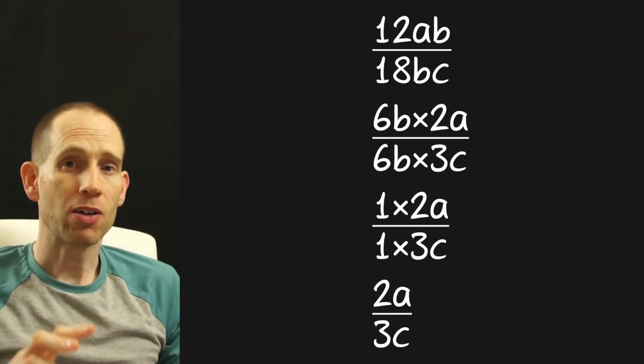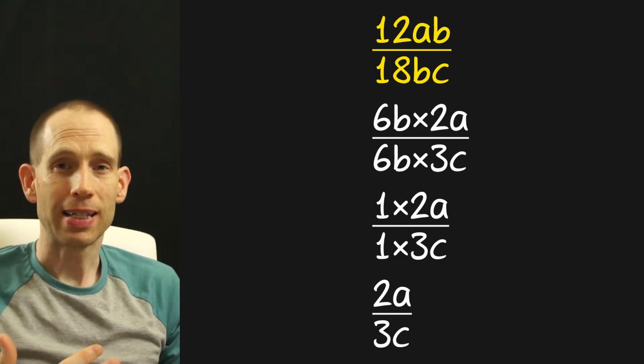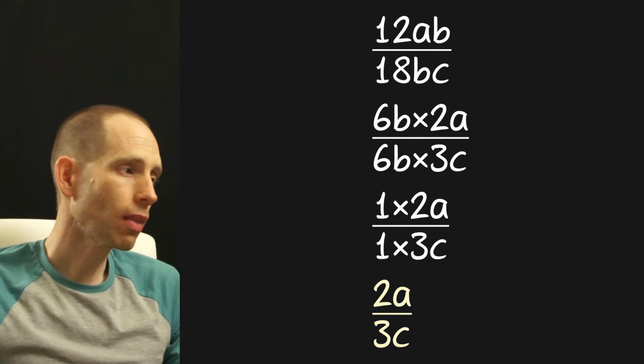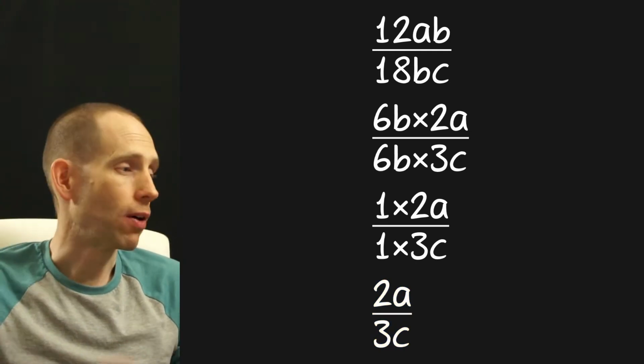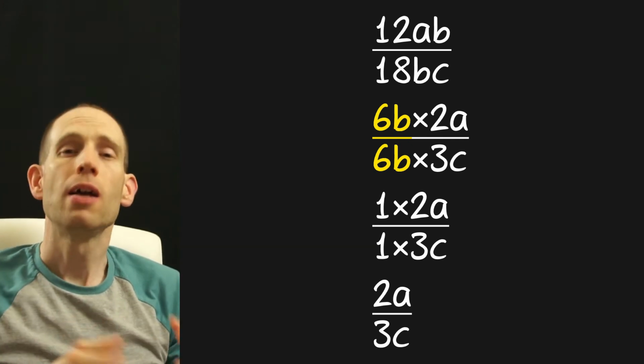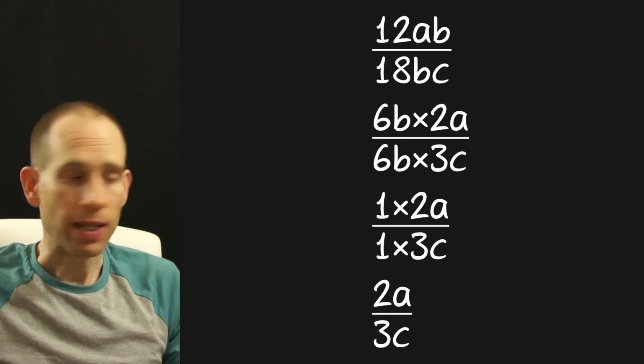So this particular algebraic term simplifies down from 12ab over 18bc to 2a over 3c. And so that's how we're simplifying fractions. We're looking for factors in the top and the same factor in the bottom, and they're going to divide to make 1, and then we'll get rid of those bits and leave everything else.